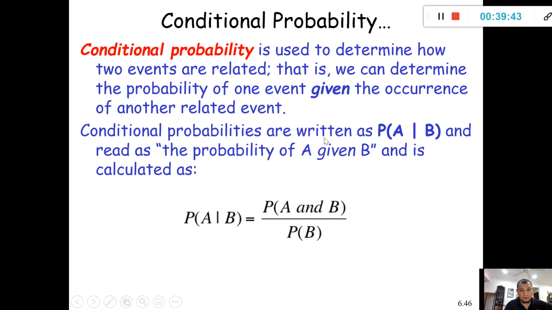So conditional probability is written as P(A|B) and read as the probability of A given B, and is calculated as P(A given B) is P(A and B), the intersection, over P(B). Or the other way around, P(B given A) is equal to P(A and B) over P(A).